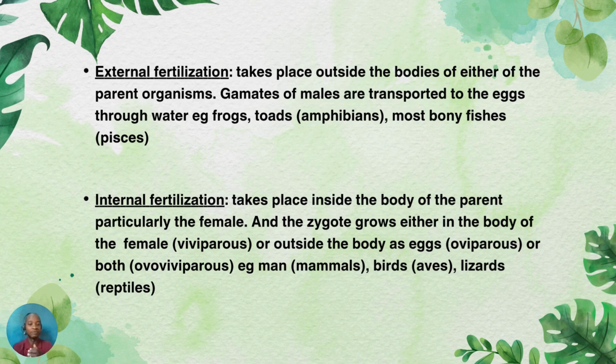Now, we also have the second part of this, we call the internal fertilization. It takes place inside the body of the parents, particularly the female, and the zygote grows either in the body of the female, which is viviparity, or outside the body of the female, which is oviparity. That is laying of egg and then hatching the egg, or both, ovoviviparity. We see this in man, we see this in birds, we see this in lizards, platypus, and even marsupials and the rest of them. So we see all this.